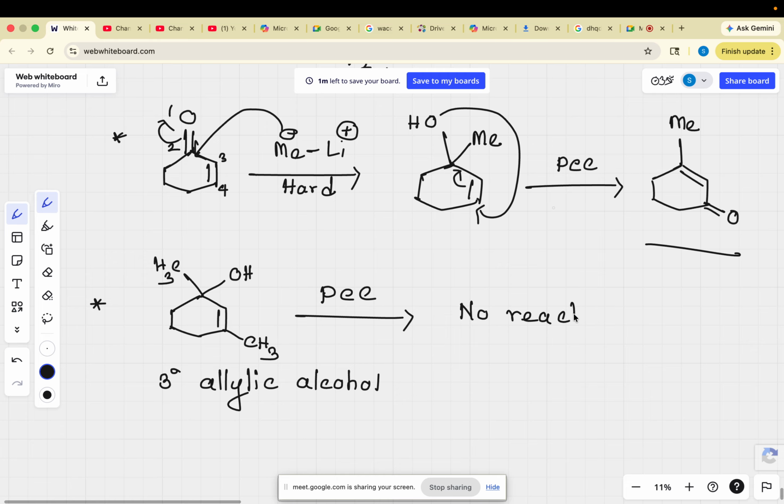So why is the reaction not happening here? Because this methyl group is actually blocking this position. So OH cannot shift to this position, because this position is already occupied by this methyl group. That's why no reaction. If this position is blocked by an alkyl group, the 3-degree allylic alcohol will react like a 3-degree alcohol, so no reaction. Clear?